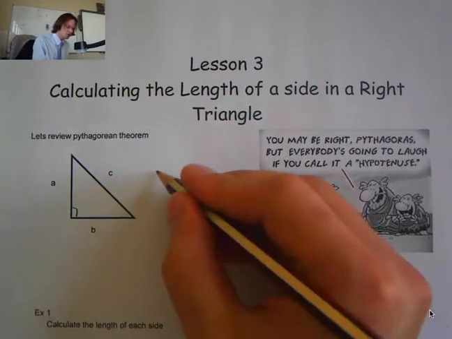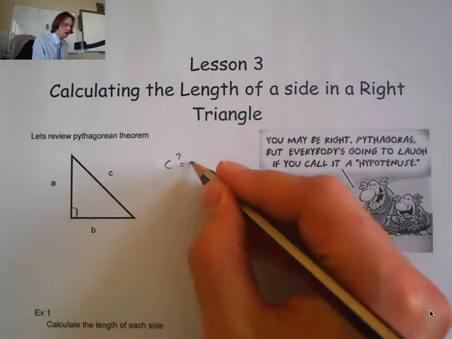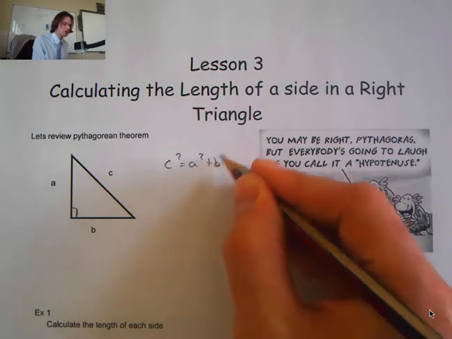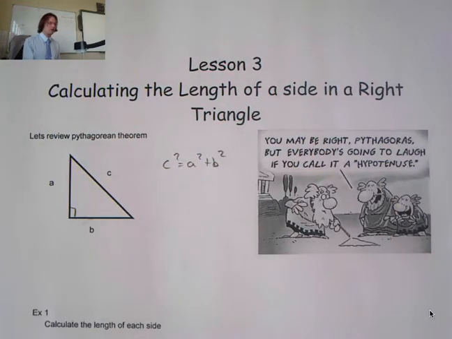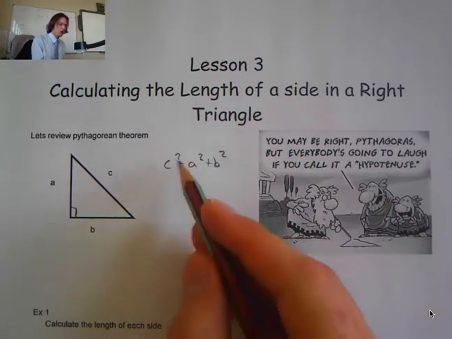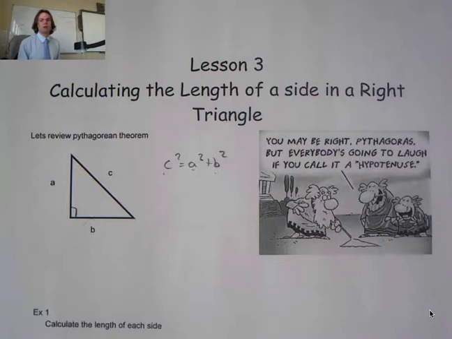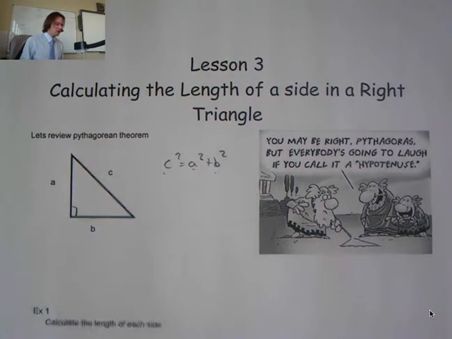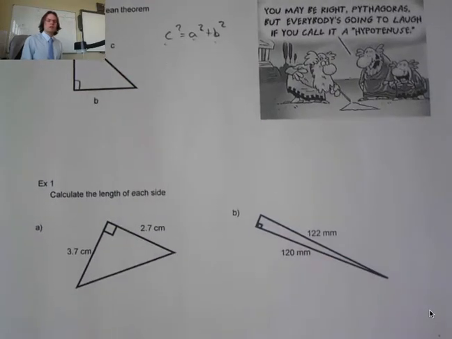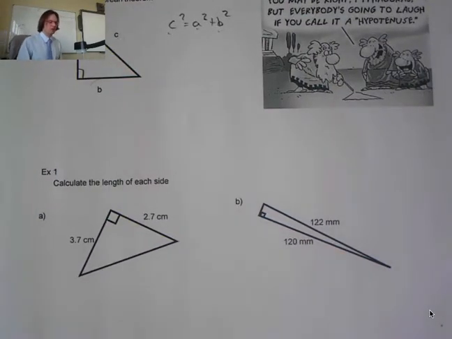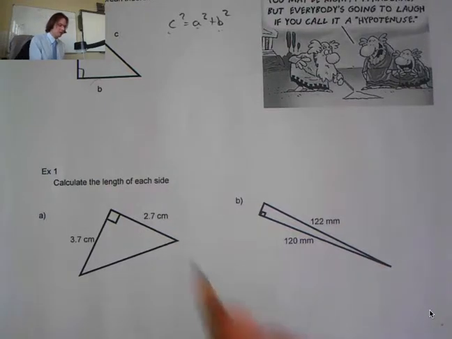It is always equal to c squared is equal to a squared plus b squared. That is Pythagorean theorem. It says the hypotenuse squared is equal to the addition of both of the legs squared, each leg squared added together. All right? Now, let's calculate the side length of each of these. So we're going to end up using Pythagorean theorem to calculate each side length.